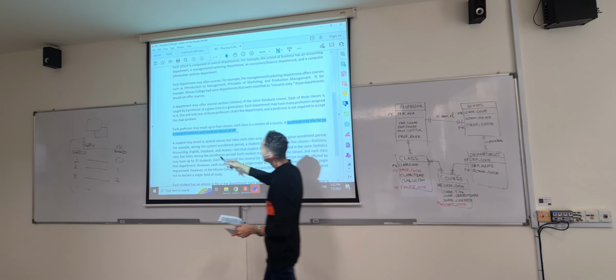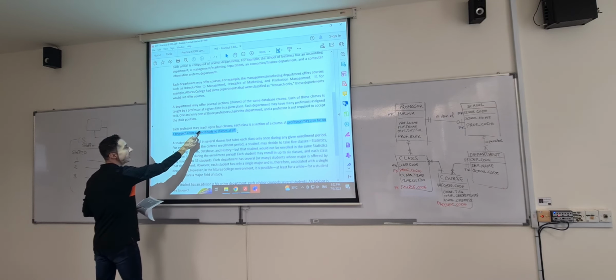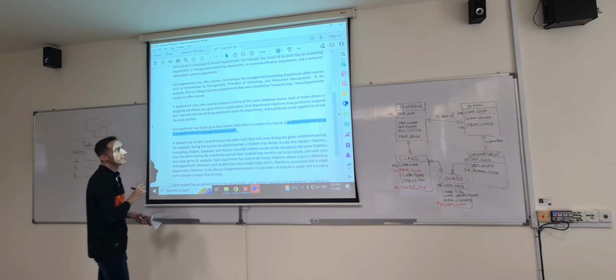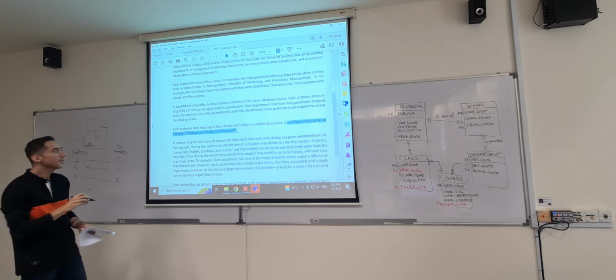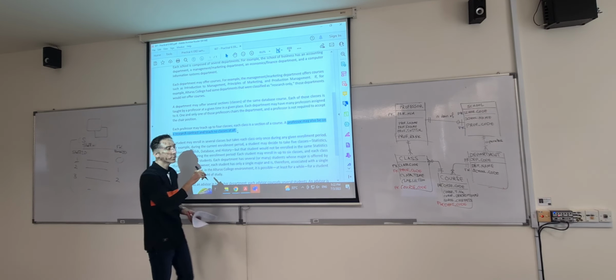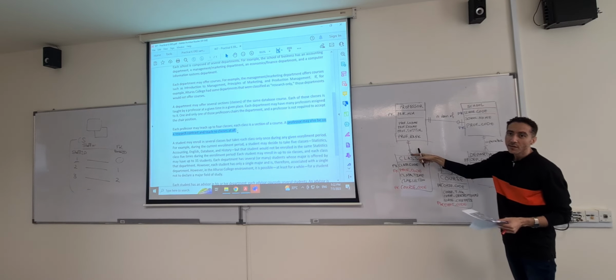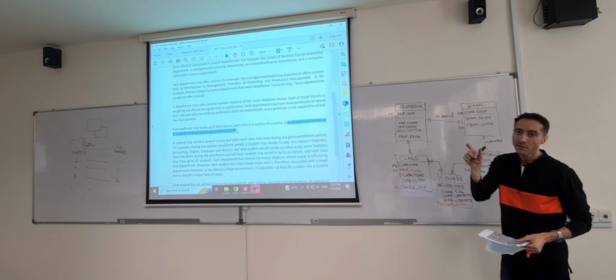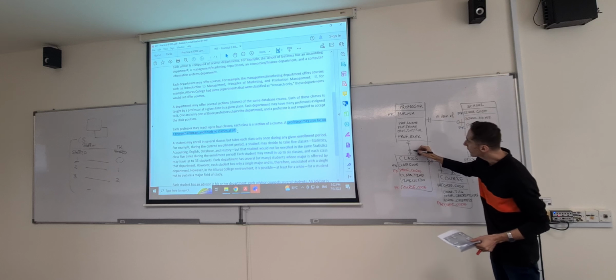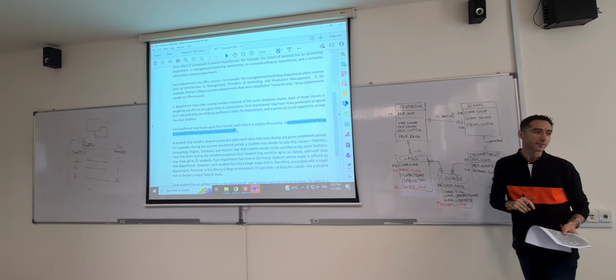Okay. Now another point here, it says each professor may teach up to 4 courses only. Each professor can teach up to 4. Here we have put how many? Many. Right? Then if you would like to have a restriction as a notation for this, you can type here 0 to 4. That means a maximum of 4.